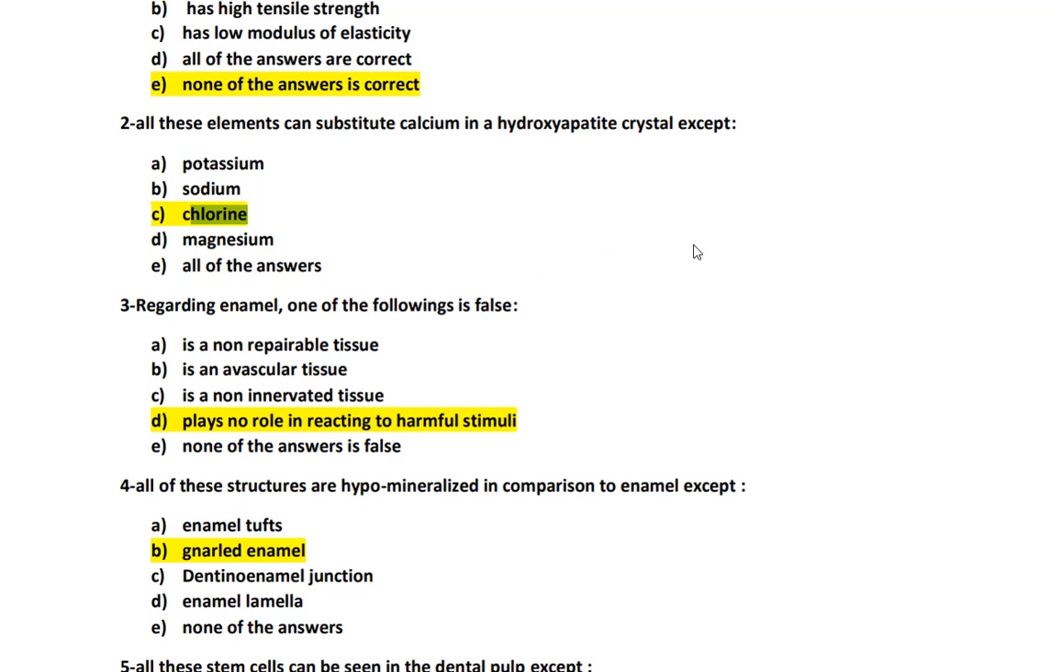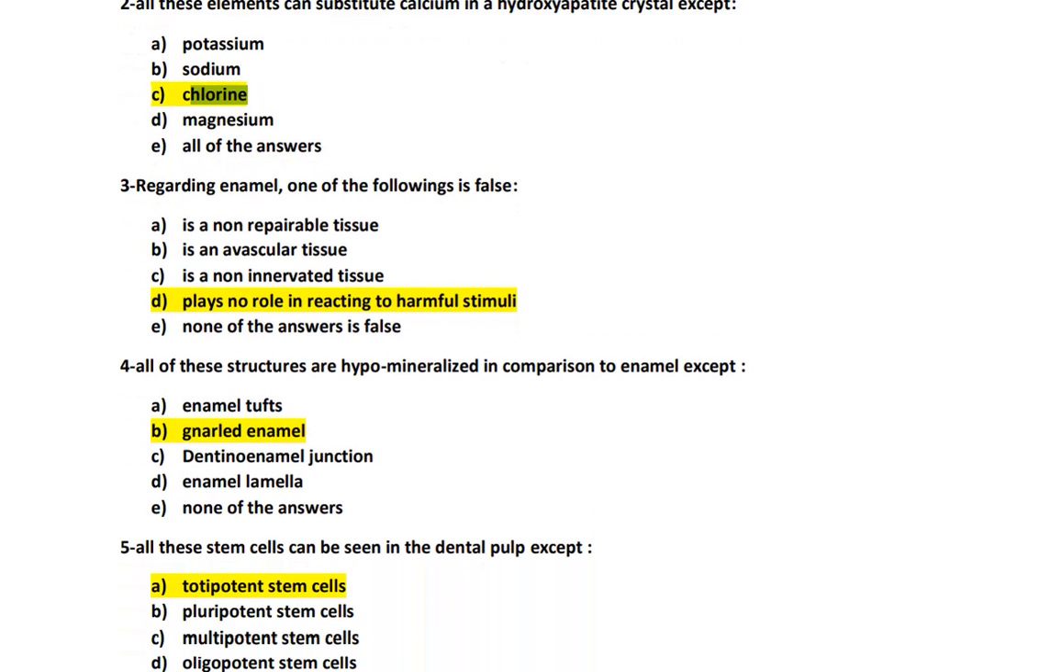Regarding enamel, one of the following is false. Is a non-repairable tissue. أكيد it's a non-repairable tissue لأنه once the full thickness of the enamel is formed, the cells that formed enamel will die by apoptosis. Okay. It's an avascular tissue. أكيد it's an avascular tissue لأنه it's a non-vital tissue. يعني هذا مش نسيج حي، okay، لأنه ما في خلايا عم تكونه.